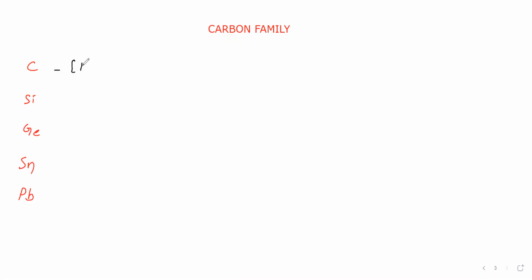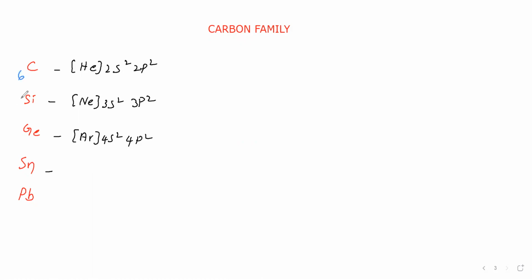Carbon electronic configuration is helium 2s2 2p2. Silicon neon 3s2 3p2. Germanium argon 4s2 4p2. In the germanium we have written argon 4s2 4p2. Whether it is correct or wrong, let us check. Now we will say atomic numbers.